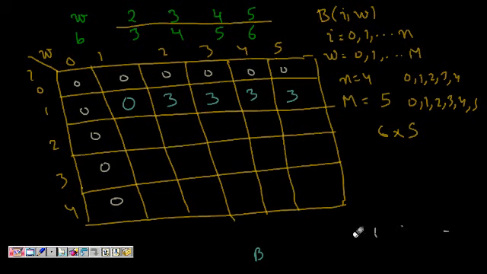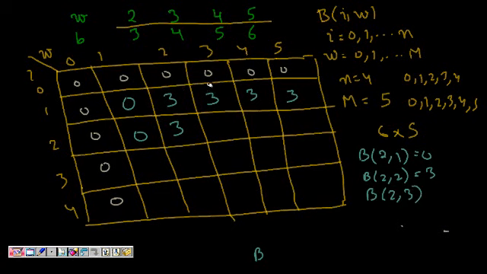Okay, so what now we have to do, I try to find B of 2 comma 1. So it means what, I can take now from two objects, first and second, but maximum weight is 1, so there is 0. Then I have B 2 comma 2, that means I can take a weight up to 2, so I can take this first object, I cannot take the second because its weight 3 is greater than the capacity. So my value is 3, B2 comma 2 is 3. B2 comma 3 is, now I can take weight till 3.